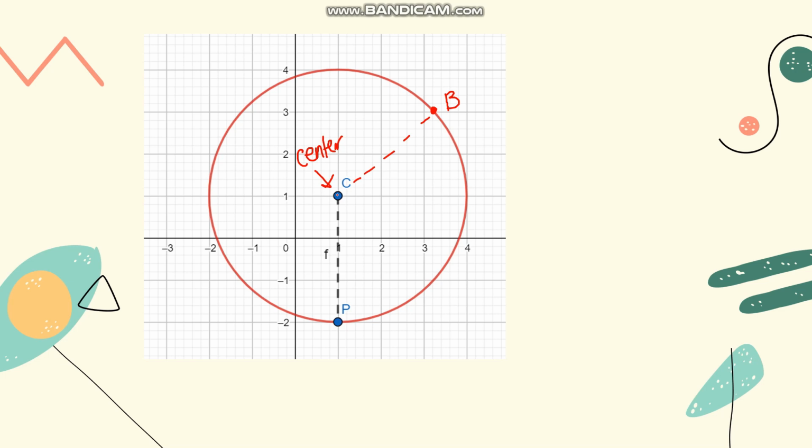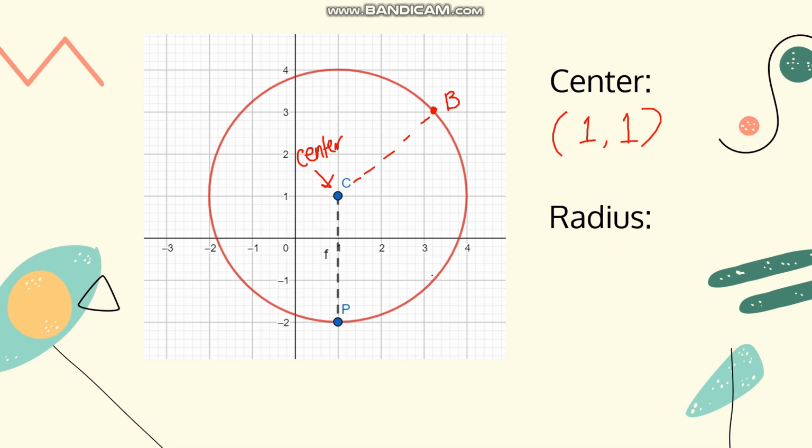Now we have 2 essential parts for a circle. First is the center, and then we have the radius. Obviously the center here is point C. We can identify the location of point C. In this case, the coordinates of the center is (1, 1). That's the location of point C.